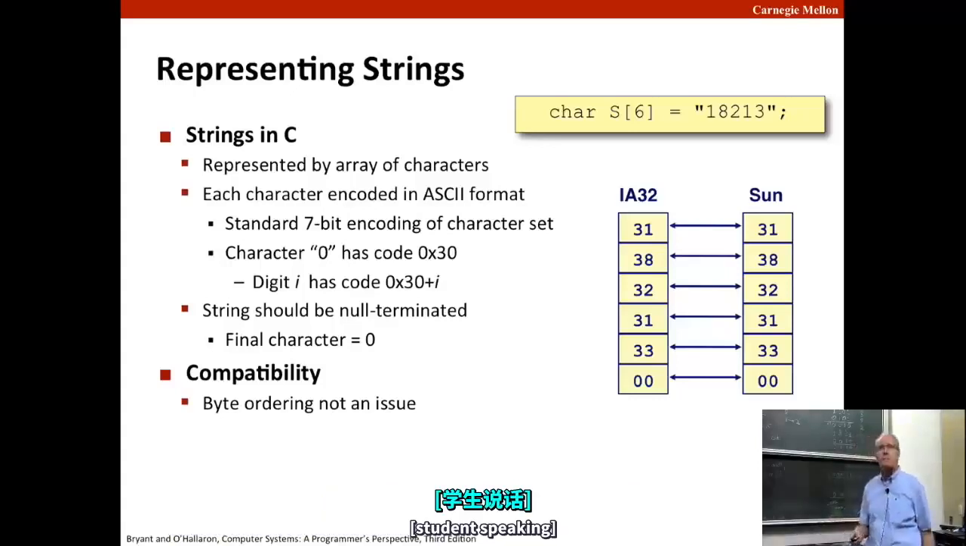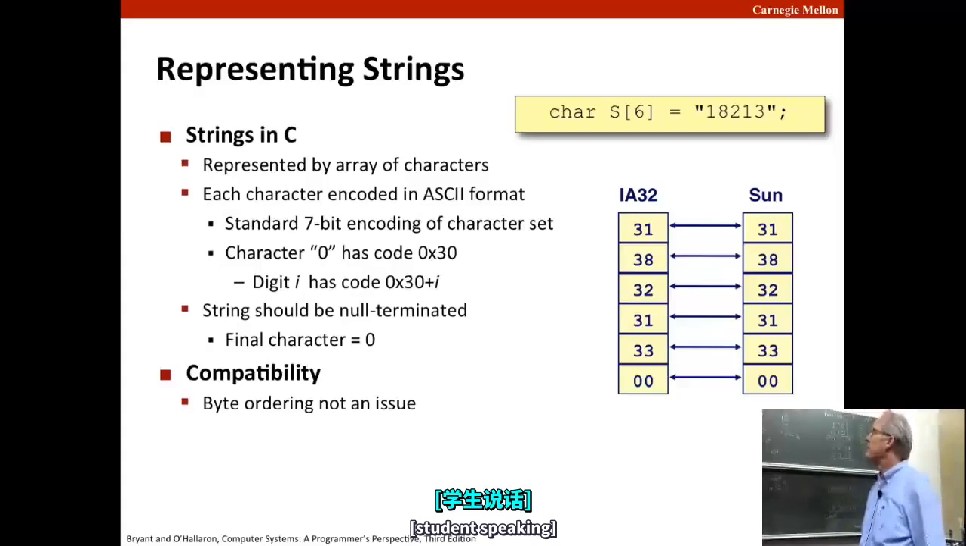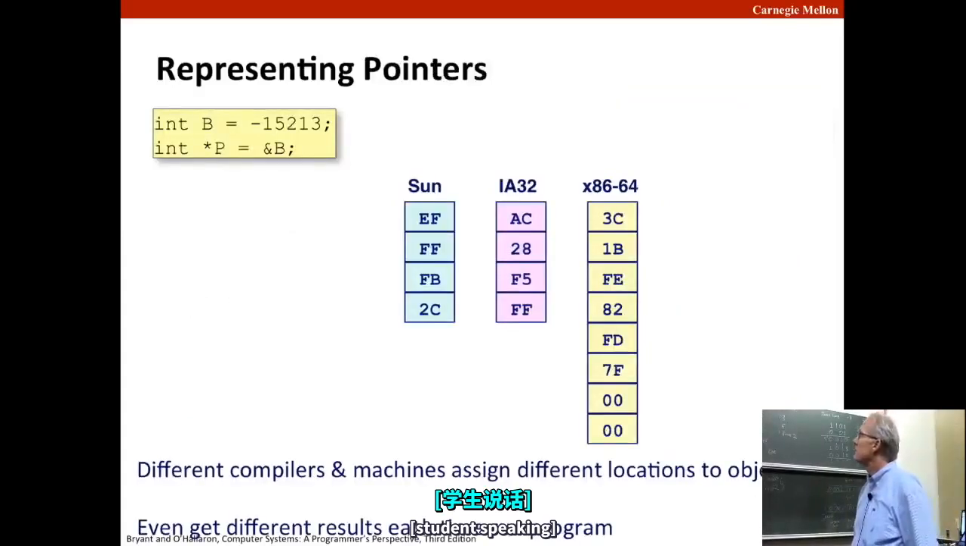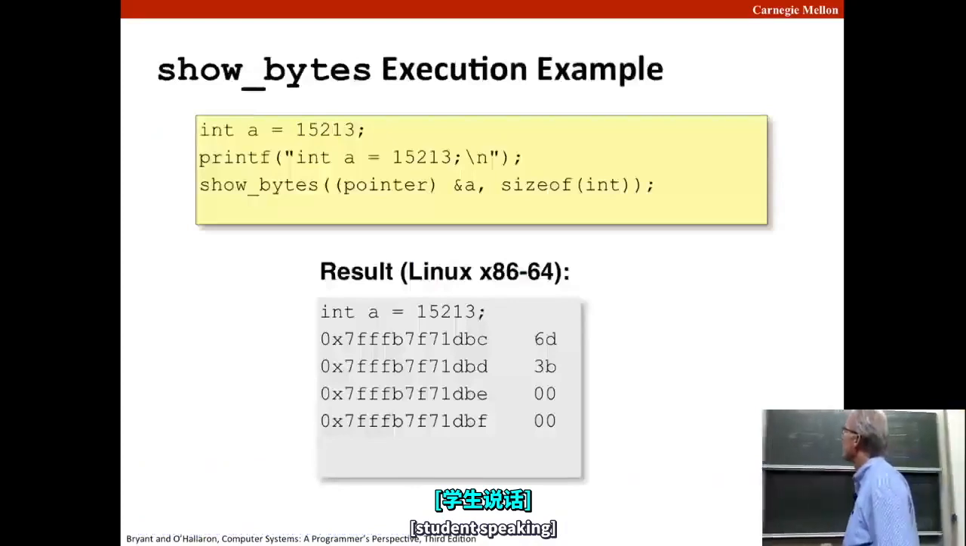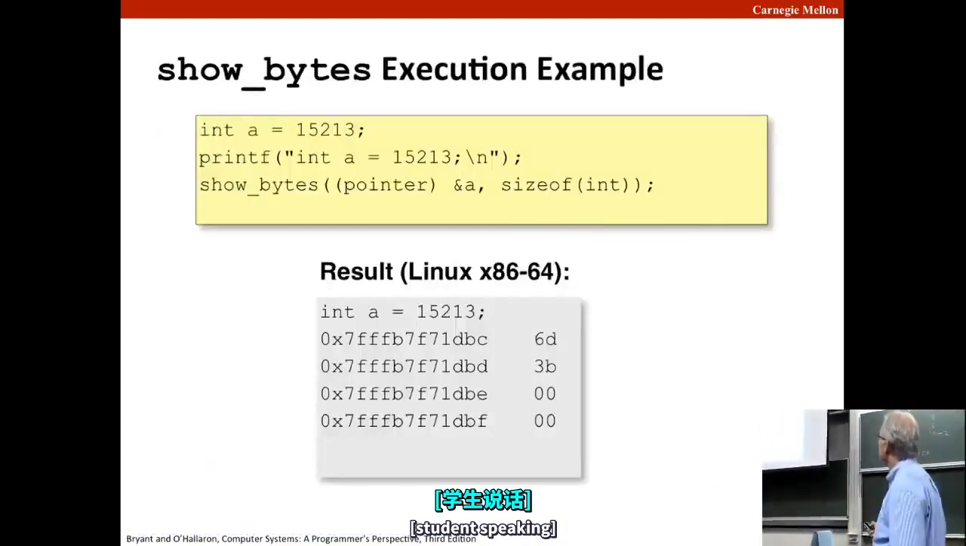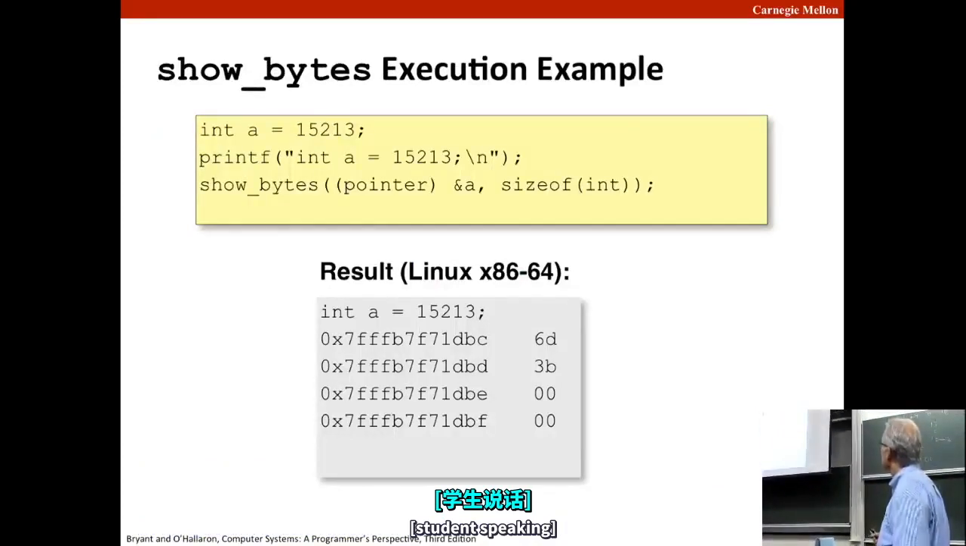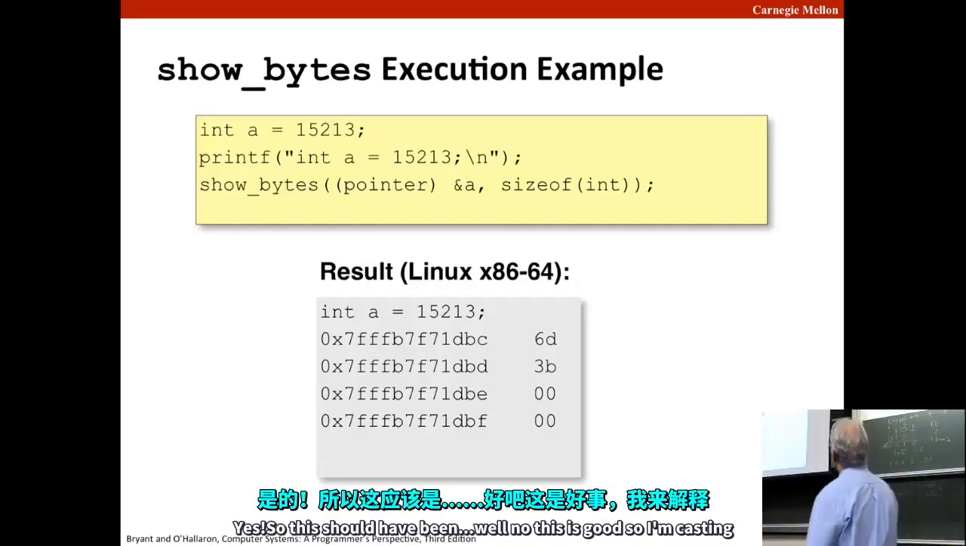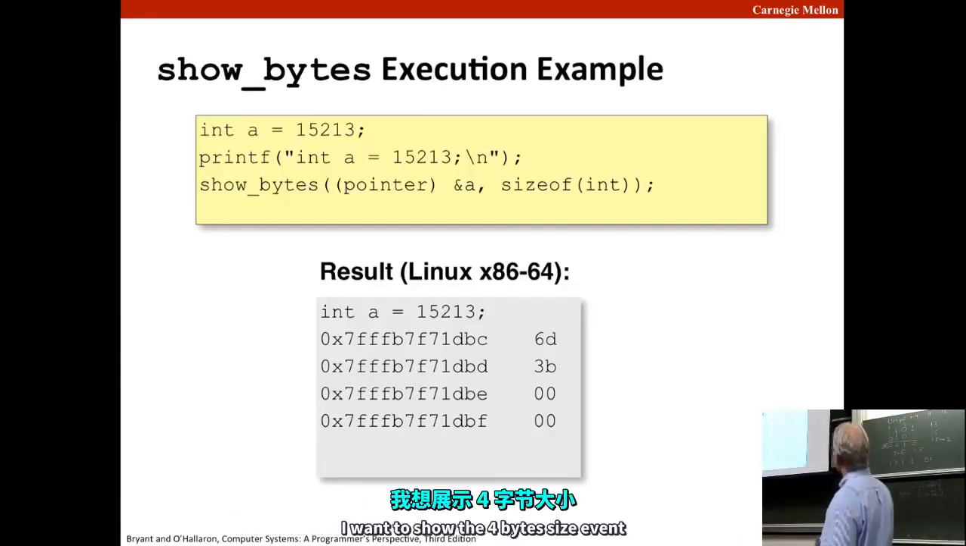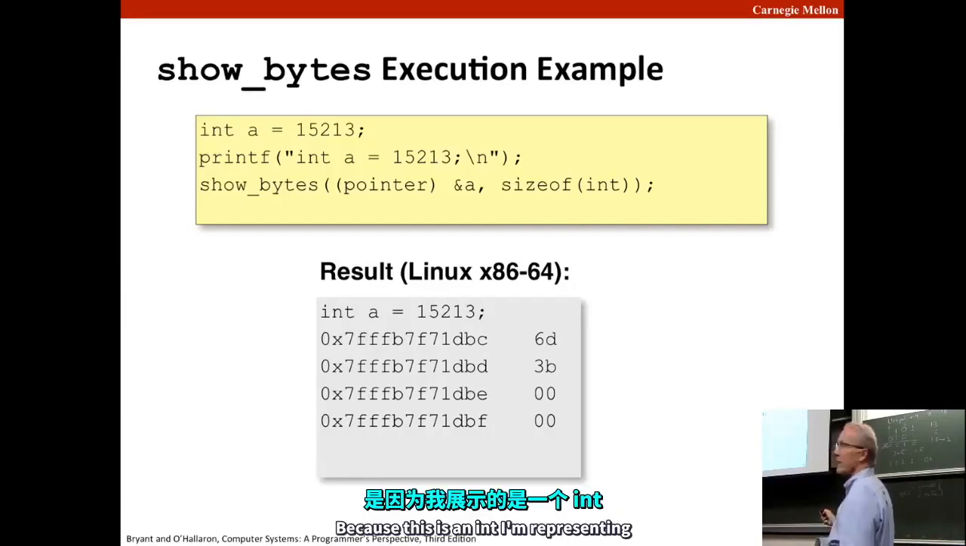Question? When you're using the address-of operator in the previous slides, will that return an 8-byte number, and then you're casting it to a 4-byte number? So this should have been... well, no, this is good. I'm casting because I want to show the 4-byte size of int, because this is an int I'm representing.